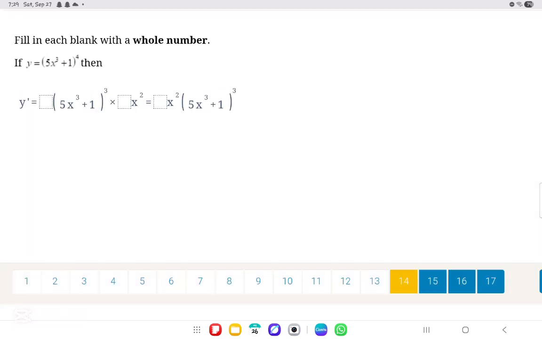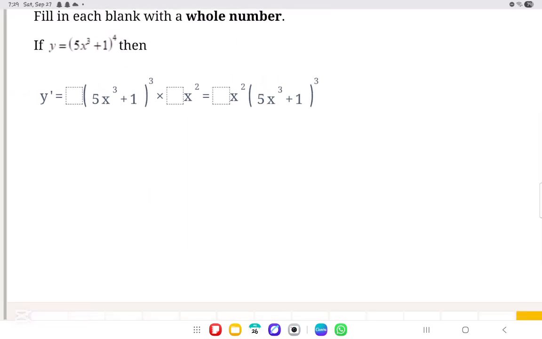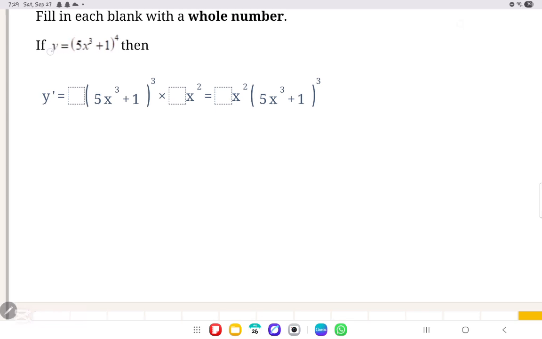Fill in the blank with a whole number. They told us y is 5x to the power of 3 plus 1, all of it to the power of 4. Then they want us to find what? They want us to find the value of y prime, which is the derivative. So as you can see, I think we can apply the chain rule to this one over here. Why? Because it has the same structure as u to the power of n. So let us apply the chain rule to find the derivative.